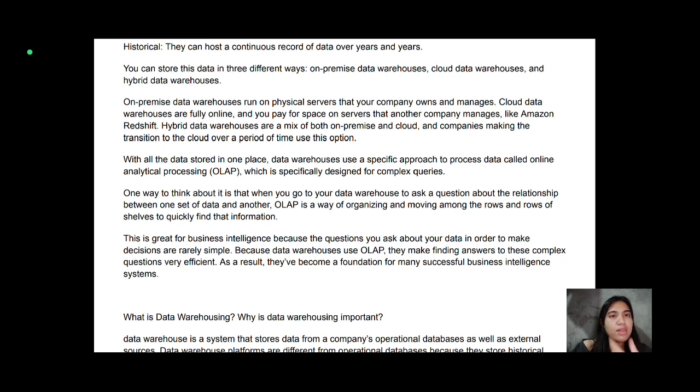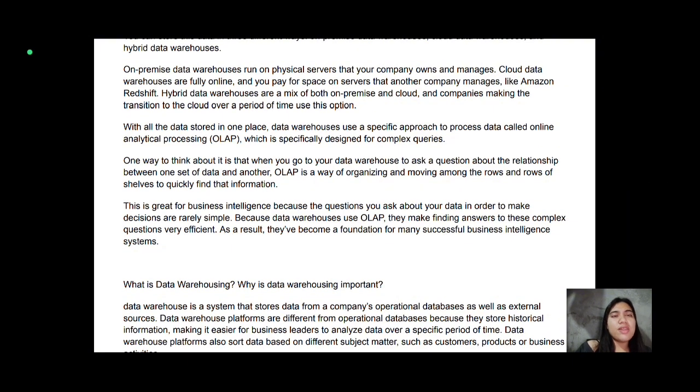One way to think about it is that when you go to your data warehouse to ask a question about the relationship between one set of data and another, OLAP is a way of organizing and moving among the rows of shelves to quickly find that information. This is great for business intelligence because the questions you ask about your data in order to make decisions are really complex. Because data warehouses use OLAP, they make finding answers to these complex questions very efficient. As a result, they become the foundation of many successful business intelligence systems.